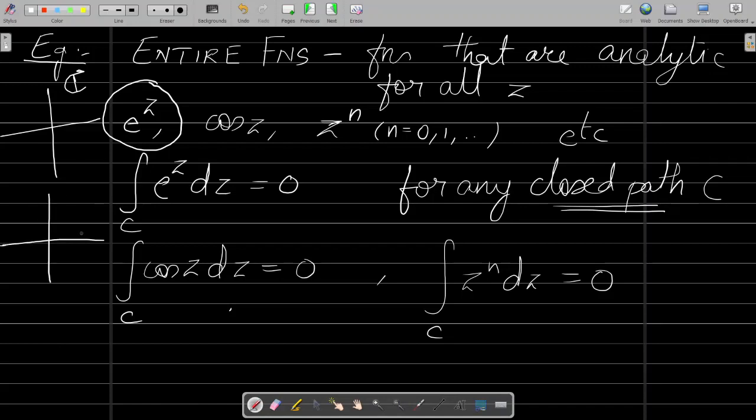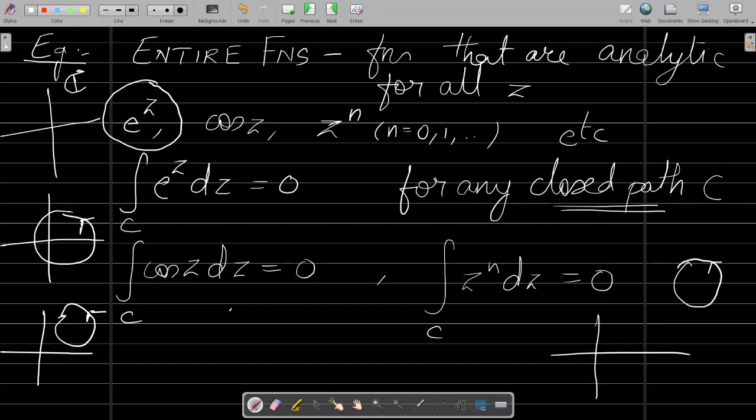That is, you consider any closed path C in the complex plane, the integral over C of e raised to z dz will be 0 because it is an entire function. Similarly for cos z, you consider any closed path in the complex plane, the integral over C of cos z dz will be equal to 0. Similarly, z raised to n is also an entire function, so you consider any closed path in the complex plane, the integral over C of z raised to n dz will be equal to 0.